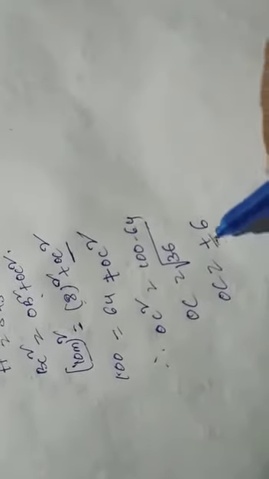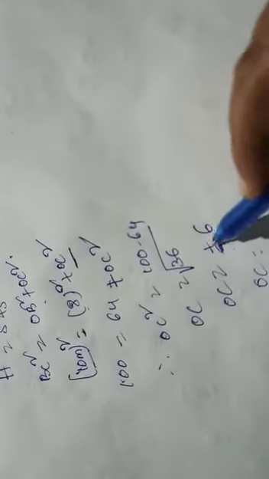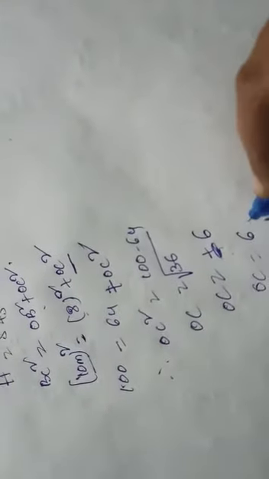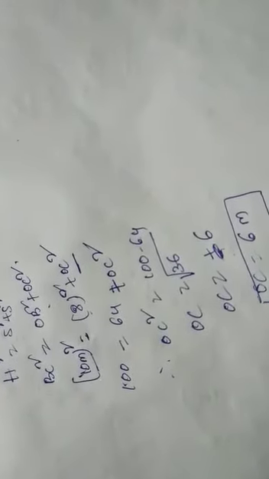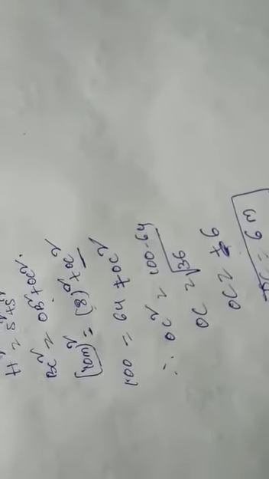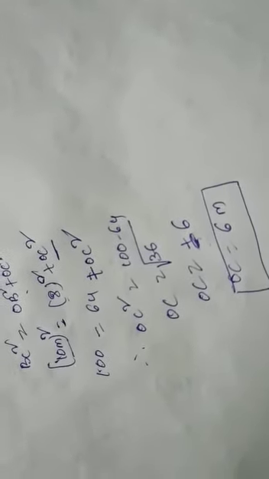Here length can never be negative, so take the positive value, 6 meters. Therefore, the distance of the foot of the ladder from the base of the wall is 6 meters. Is it clear?